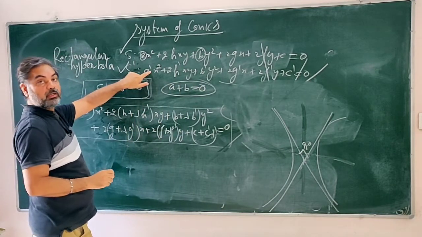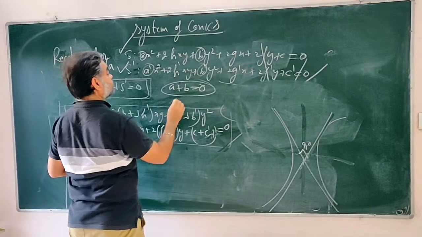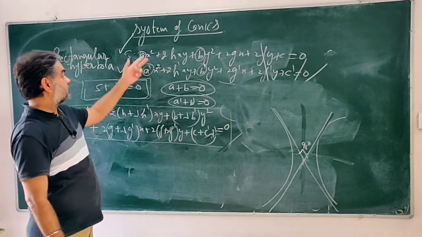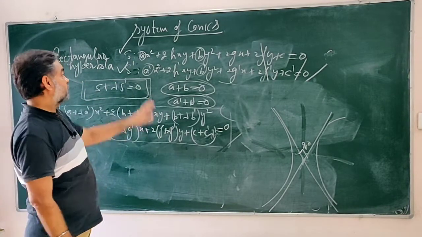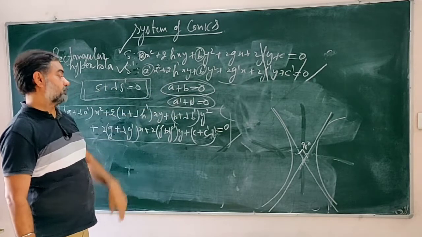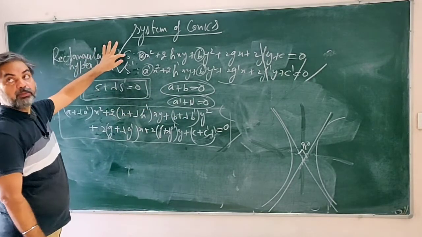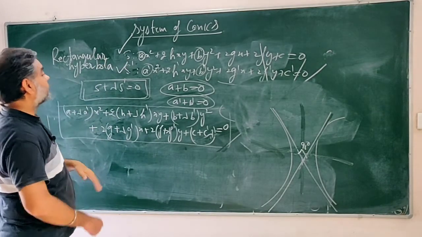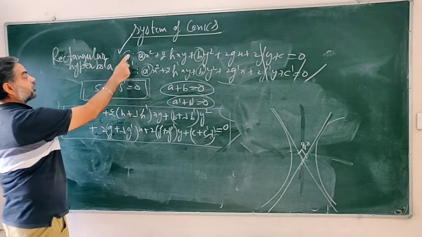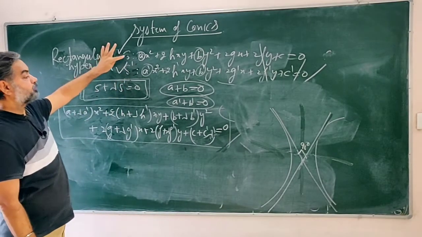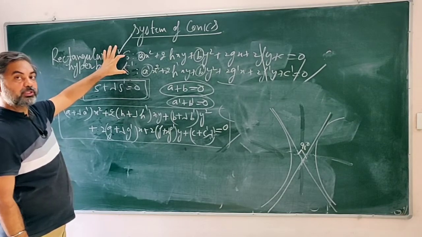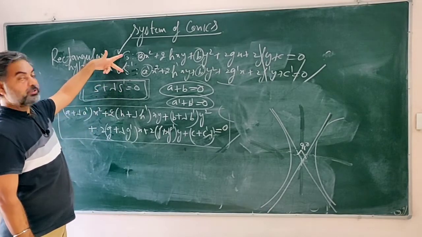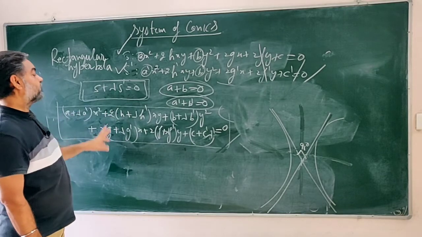Similarly, if this is the equation of a rectangular hyperbola, then the coefficient of x square plus the coefficient of y square must be 0. This is how we check whether a hyperbola is a rectangular hyperbola or not. The sum of the coefficients of x square and y square should be 0. If this is a rectangular hyperbola and this is another rectangular hyperbola, then any conic which passes through the points of intersection of these two rectangular hyperbolas, its equation would be this. This is the equation of any conic which passes through the points of intersection of these two rectangular hyperbolas. And this equation is equal to this.